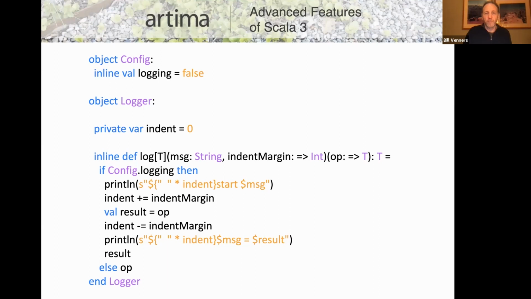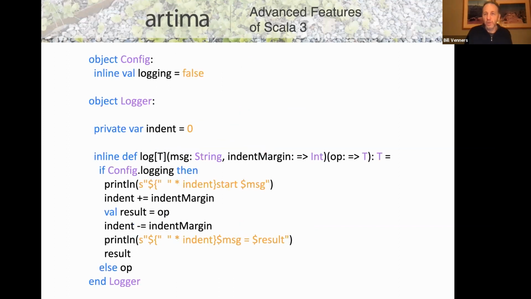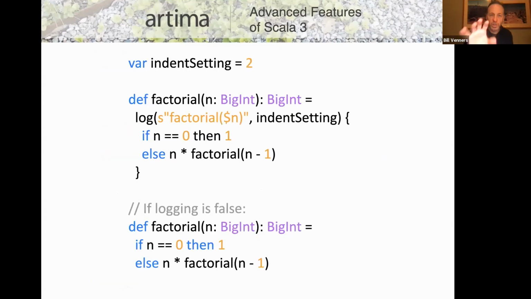So for example, if I have this factorial method where I say, hey, log that I'm calling factorial, and here's the body of factorial, it's in the curly braces. That's the op, by the way, if you look up here, op, that is a by-name parameter of some type T, and then it returns T. So if logging is false at compile time, then you're just going to get the op. Let's hop down to the else. It just gives you whatever the op was. What it's going to do is take the code that you pass in these curly braces and just stick it right there. So here, if logging is false, you look at the bottom of the screen, my factorial method turns into this at compile time.